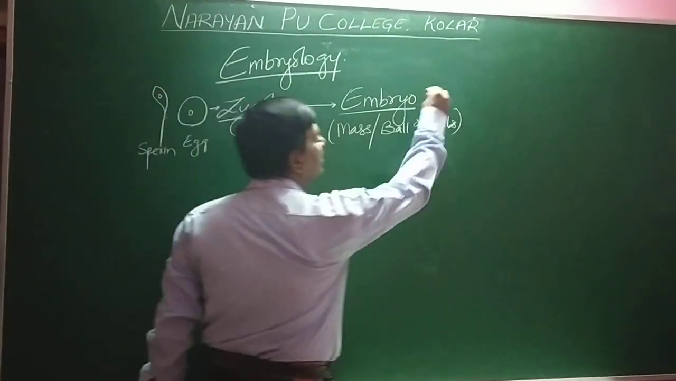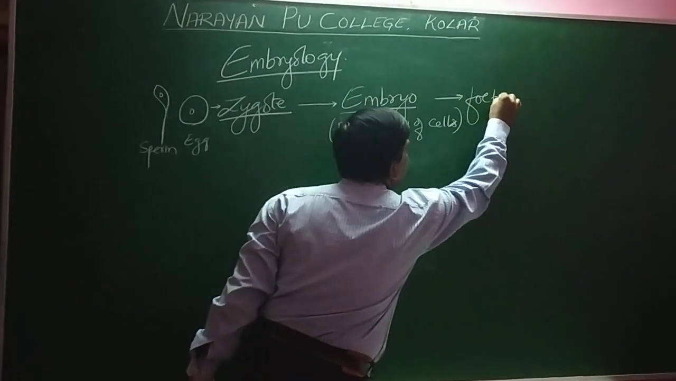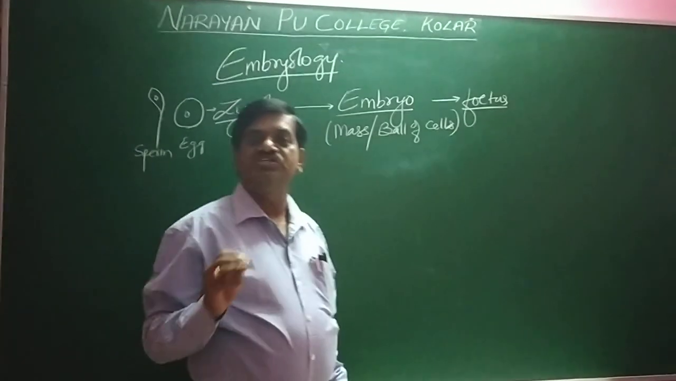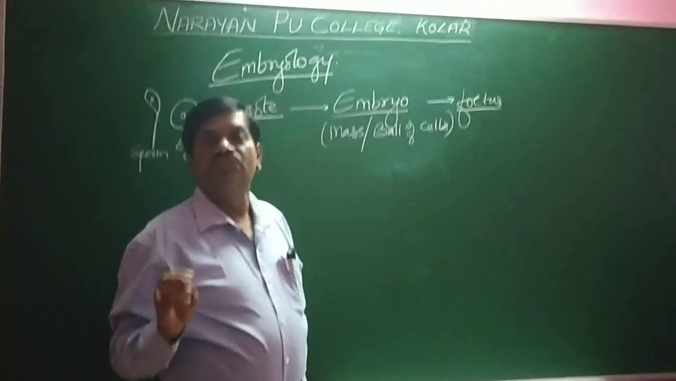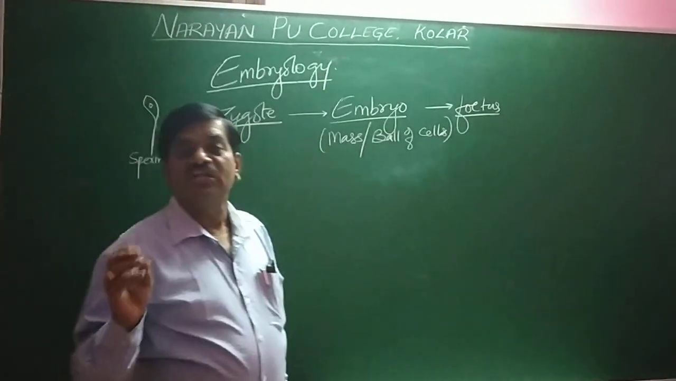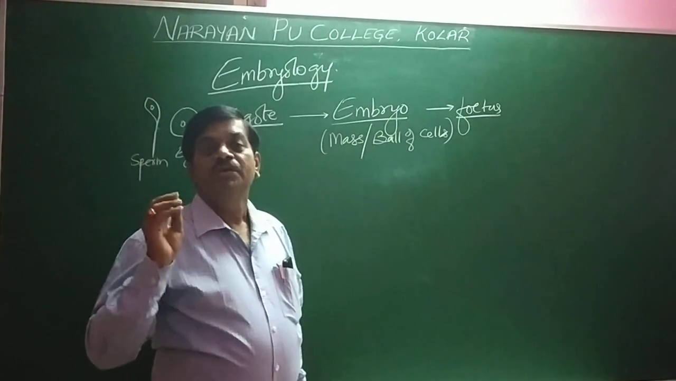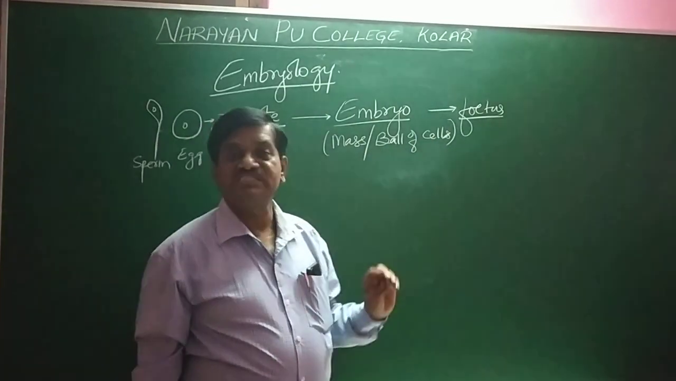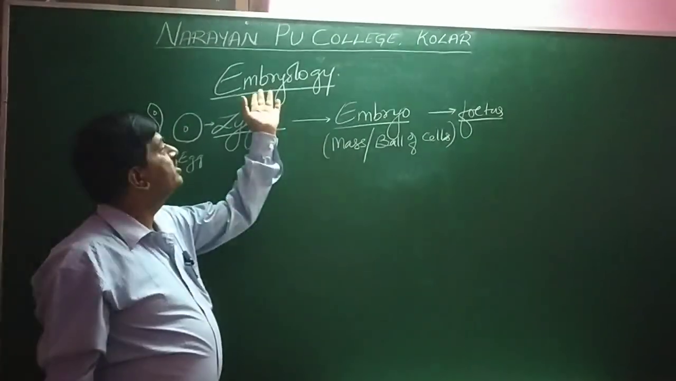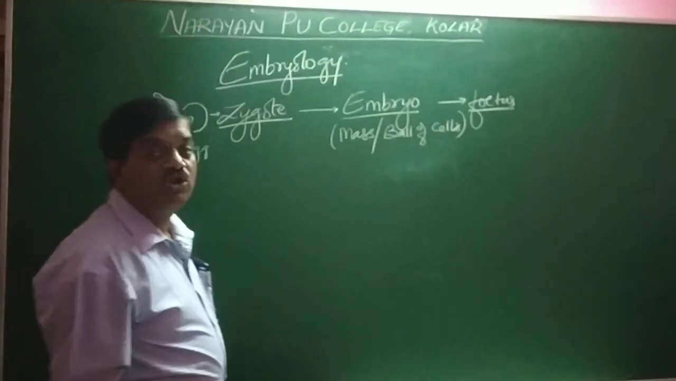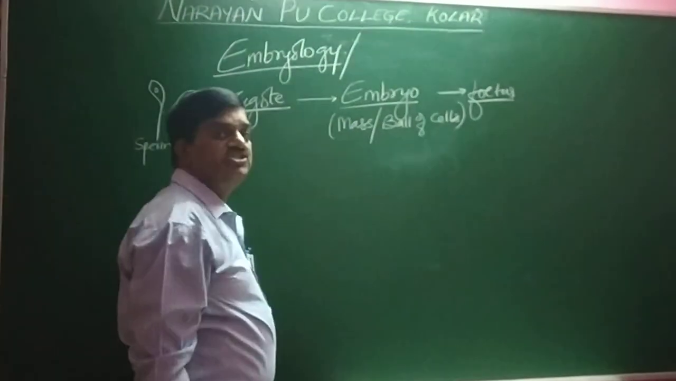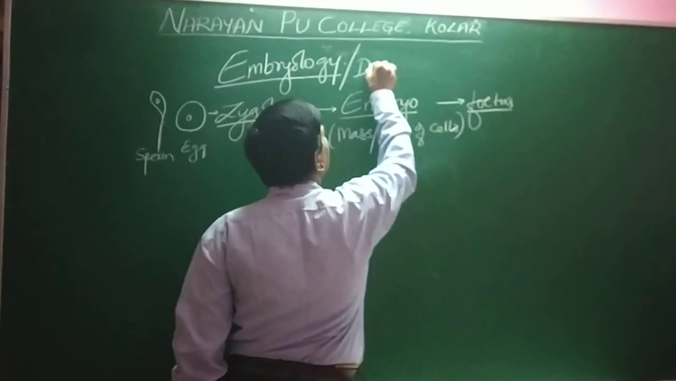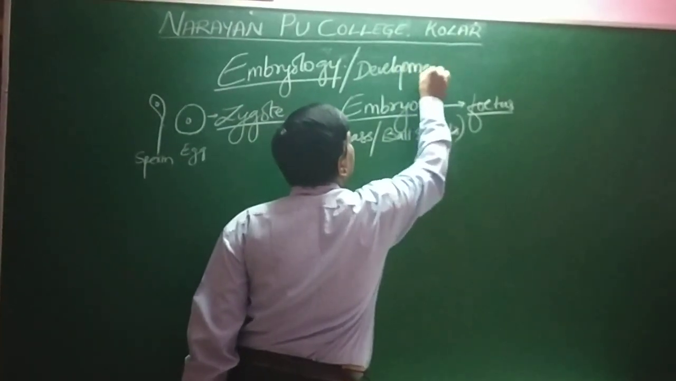This embryo undergoes further changes to form a fetus. The fetus is nothing but a small baby or a small individual present inside the mother's womb. That is called a fetus. After delivery of a fetus, we call it a child. So this process is called embryology, and this embryology is also called continuity of life, or it is also called the developmental branch.